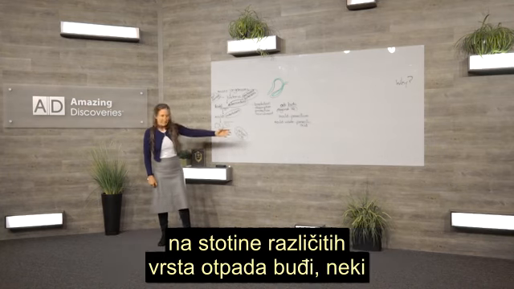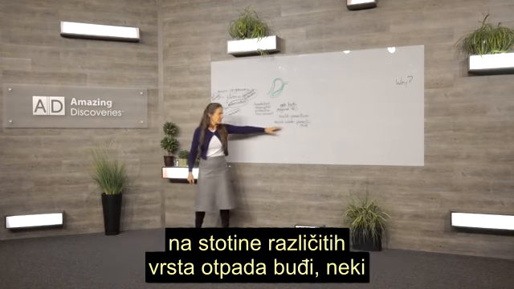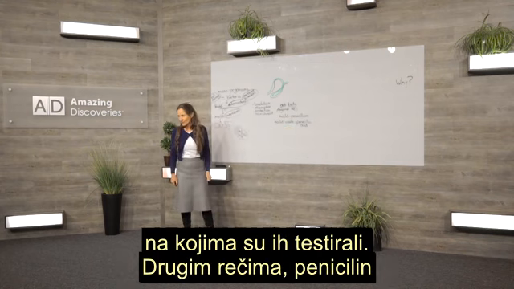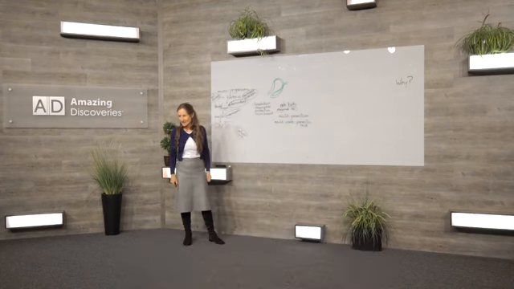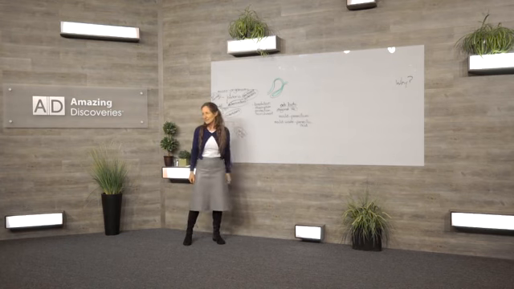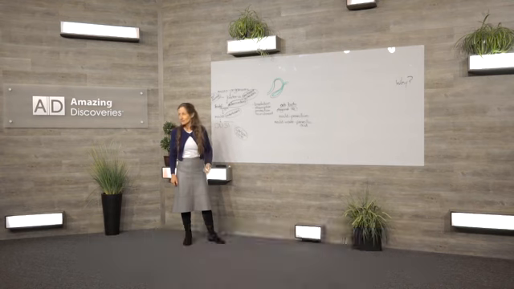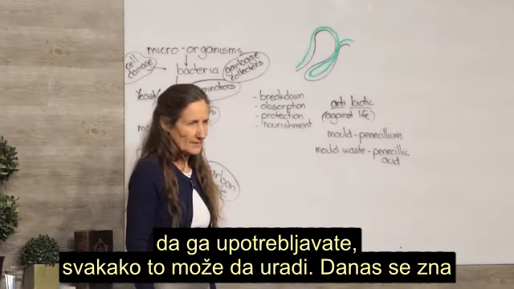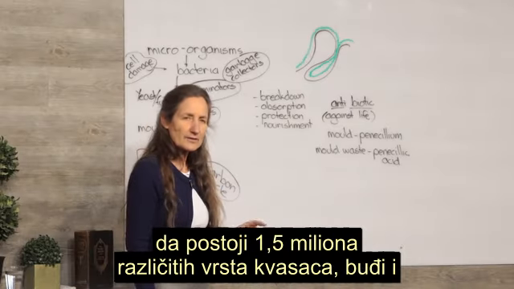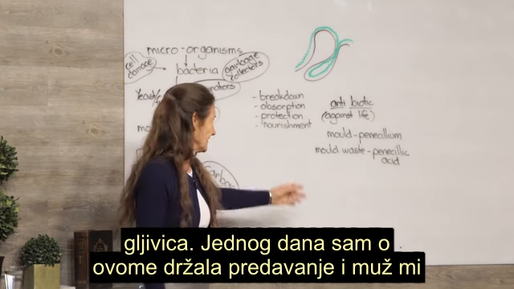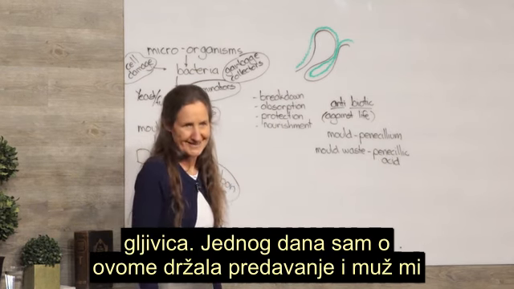They tested hundreds of different mold wastes. So many of them were so toxic they killed the rats that they were tested on. In other words, penicillin is not deadly enough to kill you outright, but if it continues, it certainly may. To date, they have documented 1.5 million different yeasts, molds and funguses.